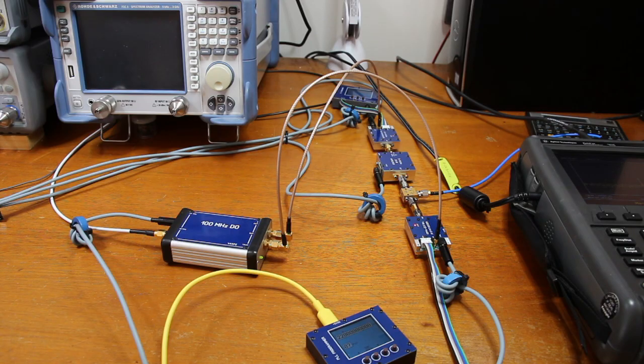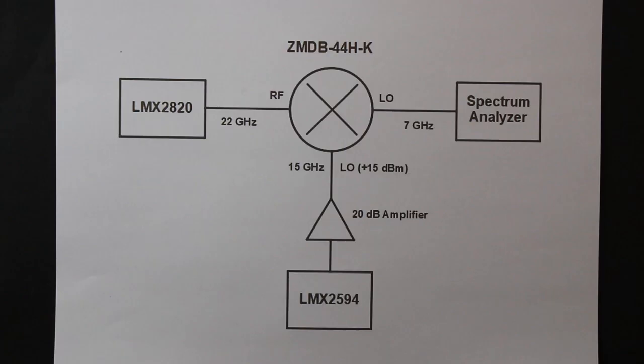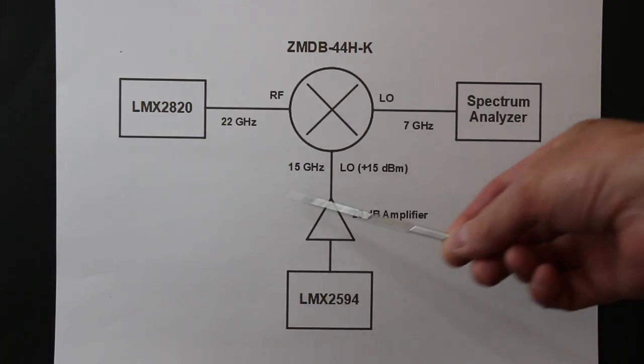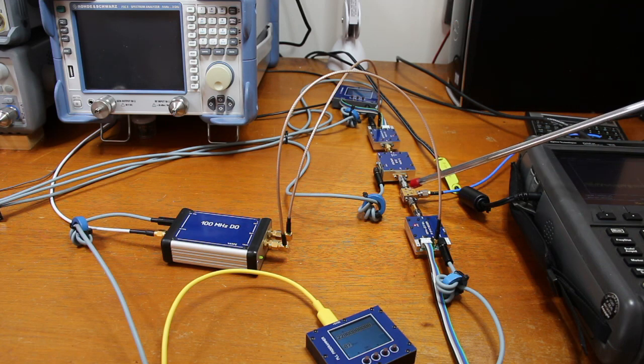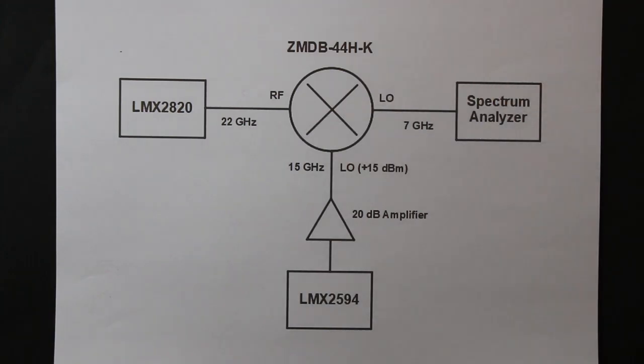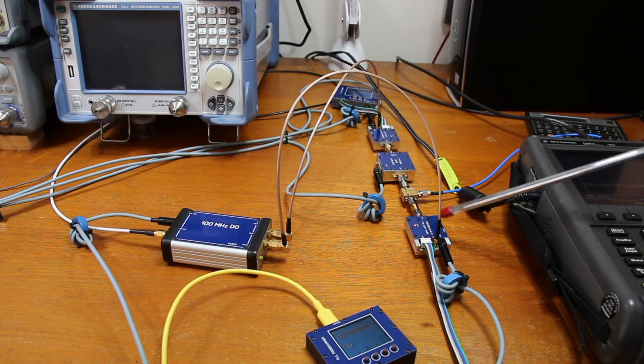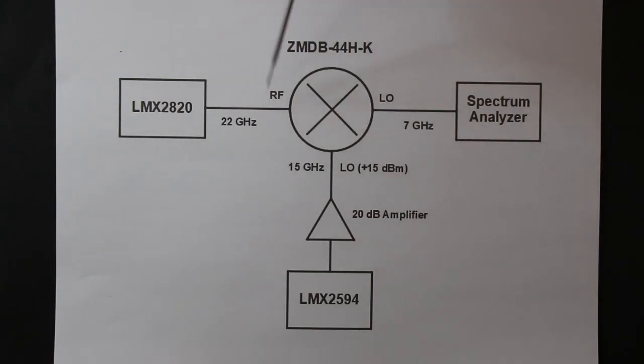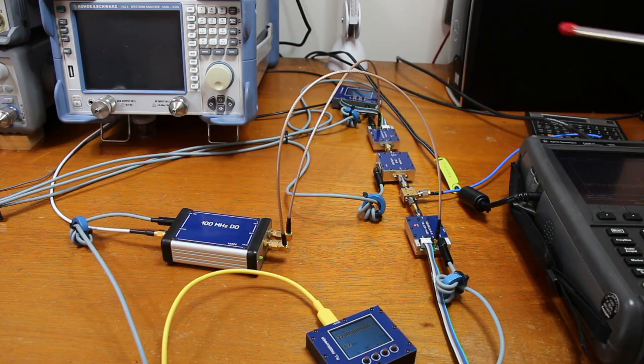Here is the setup to measure the power output for frequencies above 18 GHz. The local oscillator, 20 dB amplifier, this is the mixer, this is the device under test, the LMX2820. And this is my spectrum analyzer.